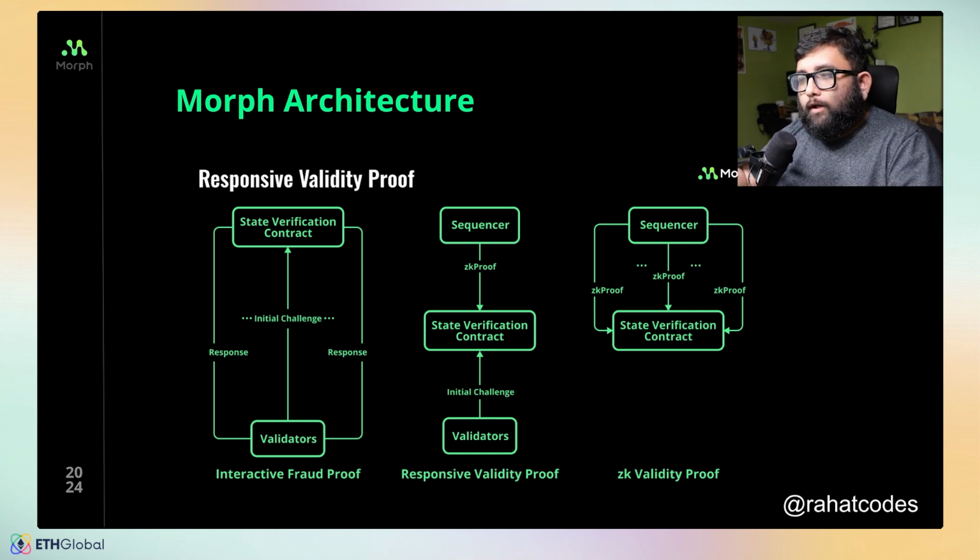So on the other side, you have your ZK validity proofs, generally used by ZK EVMs. Now, rather than having these challenges, what ZK EVMs do is that for every single block, a ZK proof is generated to prove the validity of that block and all the transactions in it. You can probably see this as being more secure than using a fraud proof, but generating a ZK proof for every single block is going to be very costly.